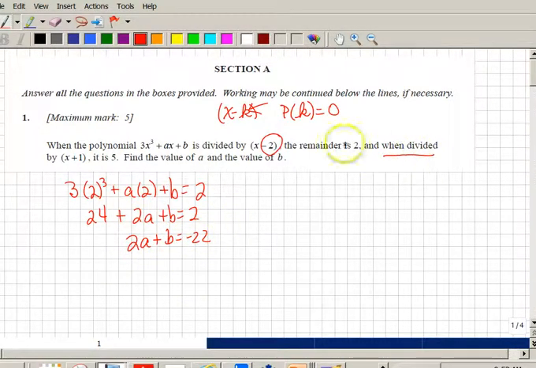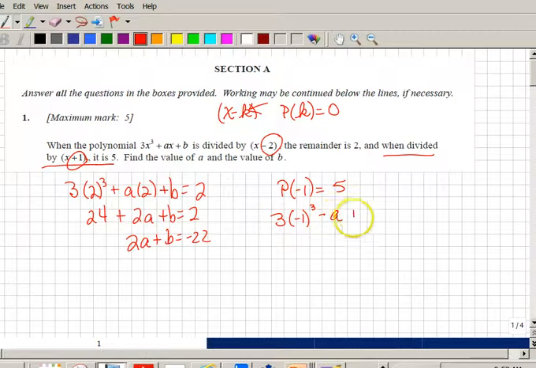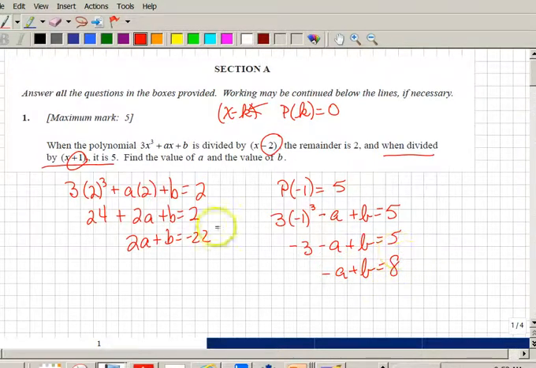That comes from the second part of the question. When divided by x plus 1, the remainder is 5. So that means p of negative 1, remember opposite sign there, will give us a remainder of 5. So I'm going to substitute negative 1 into that polynomial. So 3 times negative 1 cubed minus a plus b equals the remainder of 5. So what do we got there? We got negative 3 minus a plus b equals 5. Negative a plus b equals 8. So there's our 2 equations.